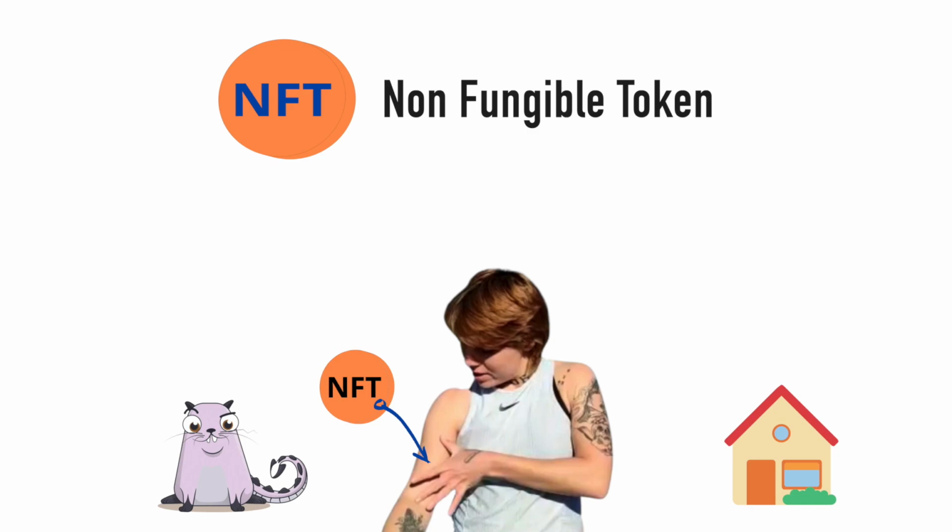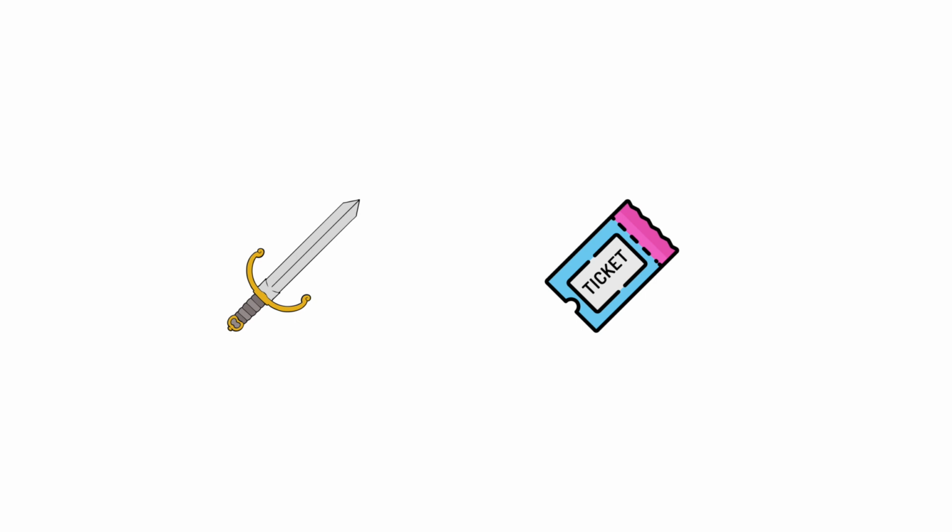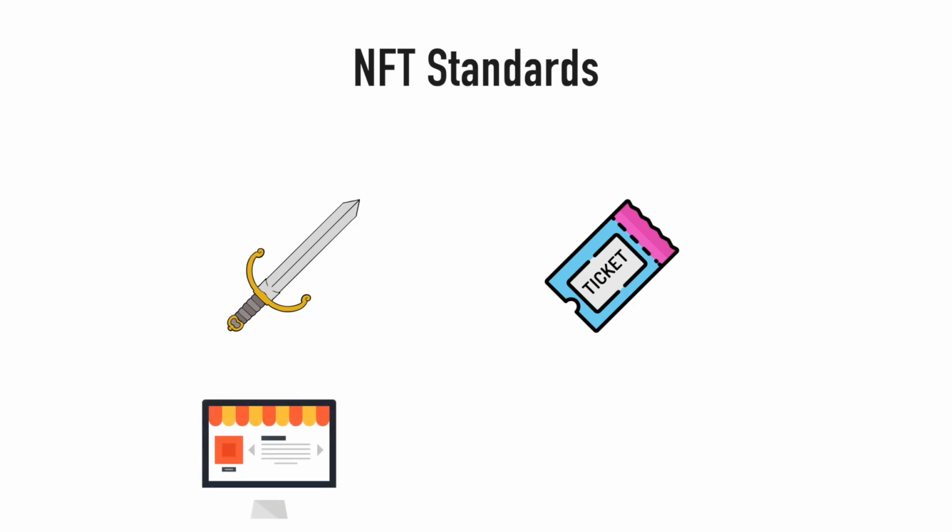NFTs can be made for a wide variety of assets. However, there is no unified representation for all of them in the digital world. For example, a game likely represents its in-game collectibles in an entirely different way than an event ticketing system. We can, however, extract certain basic characteristics across all NFTs and define standards. This allows developers to build general-purpose applications such as marketplaces and wallets that can be used with any NFT.